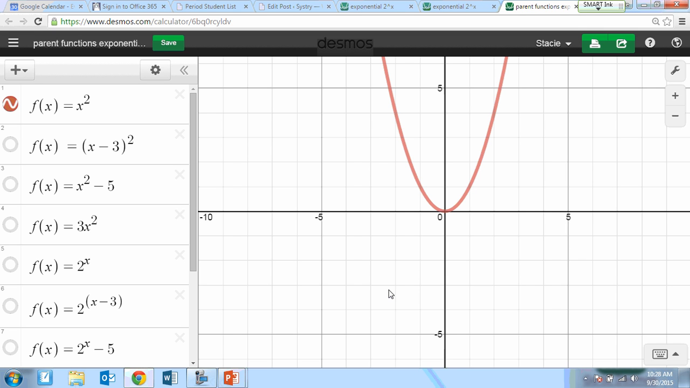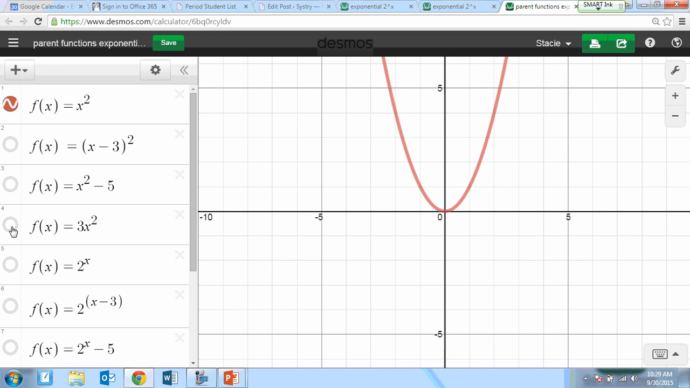What happens when we subtract 3 within the parentheses? Goes to the right 3. Very good. Okay. What happens if we take 5 away from the x squared? Goes down 5, so it's shifting it down 5. Okay. What happens if we take 3 times the x squared? We introduce an a. Stretch. Is it going to make it flatter or fatter or taller? Taller. Okay, because we're rising 3, we're taking 3 times that 1, 1 to get up to 3 or 1, 3. Okay.